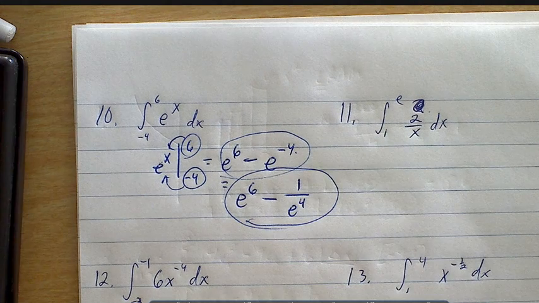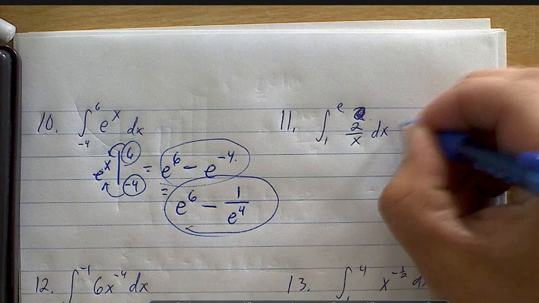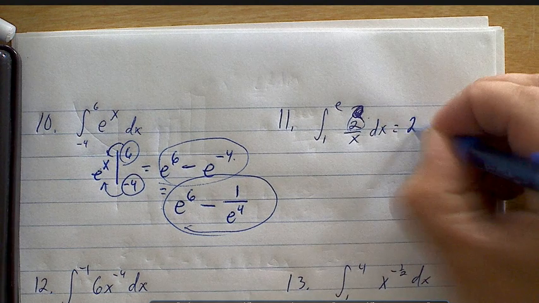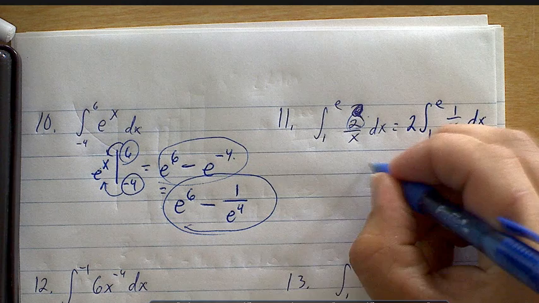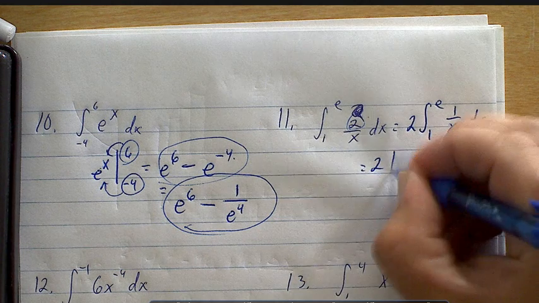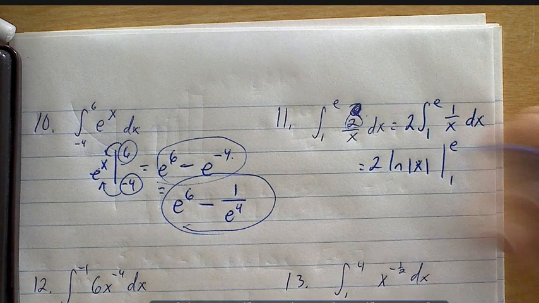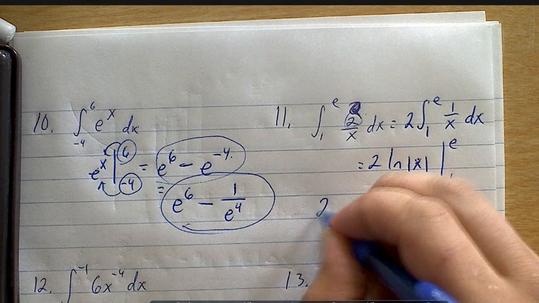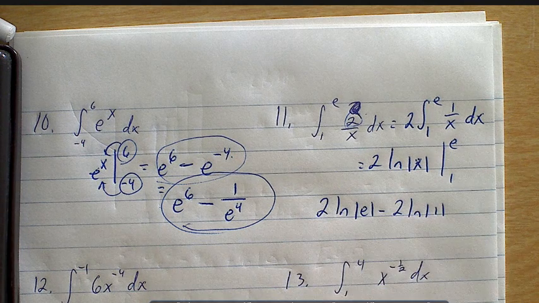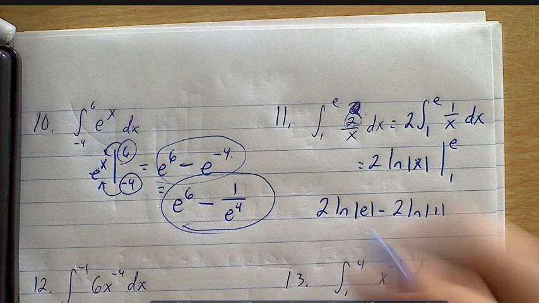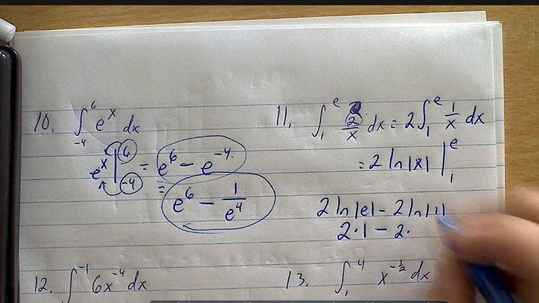Okay, number 11, integral from 1 to e of 2 over x. First off, I can factor out this 2. So this becomes 2 times the integral from 1 to e of 1 over x dx. You recognize that the integral of 1 over x is the natural log of the absolute value of x, evaluated from 1 to e. So I have 2 natural log absolute value of e minus 2 natural log absolute value of 1. E and natural log cancel out, so it's 2 times 1, minus the natural log of 1 is 0, so you get 2 minus 0, which is just 2.